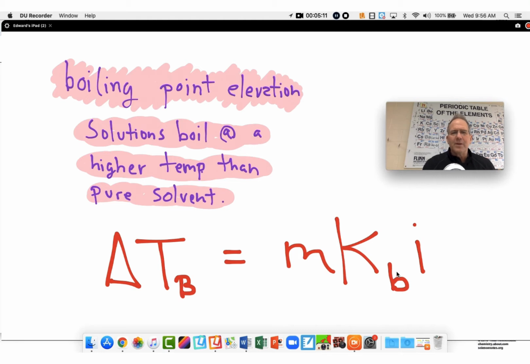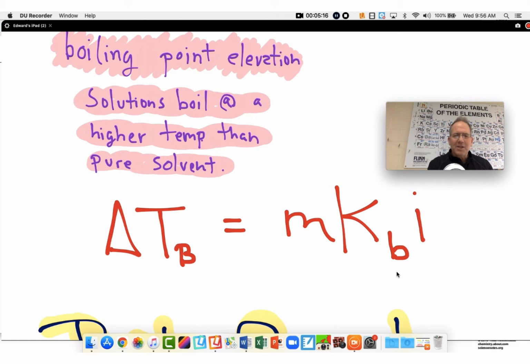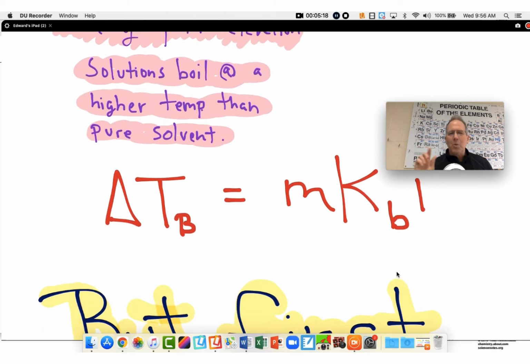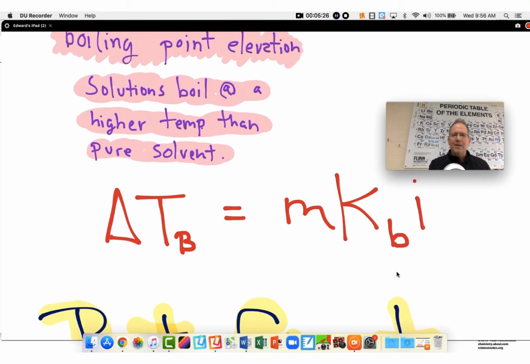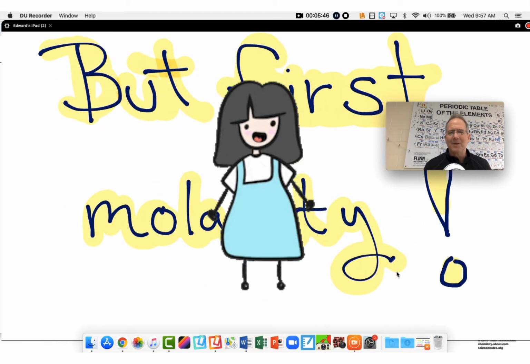All right, the equation for this looks just the same, except it has a little b there for boiling. So the change in the boiling point is equal to the molality, that's the important part, times a constant, because every solvent's a little different, and then times i, because the number of ions in the way interfering with the normal boiling point is what changes that temperature. So first, we have to look at molality.